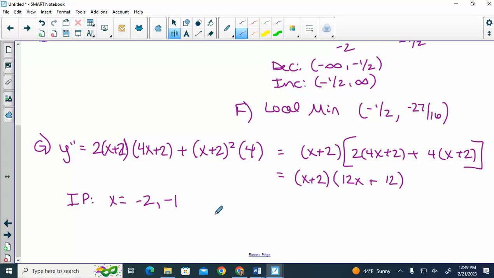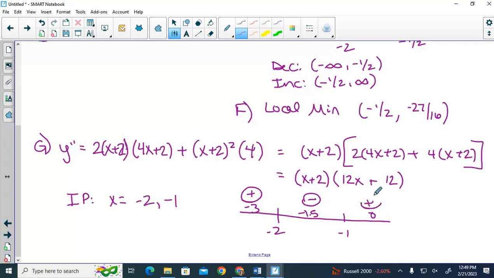Then we can do our concavity. So put in -3, negative times negative is positive. Negative 1.5, so positive times negative is negative. 0 is positive. So we're concave up from negative infinity to -2, union -1 to infinity. Concave down from -2 to -1.